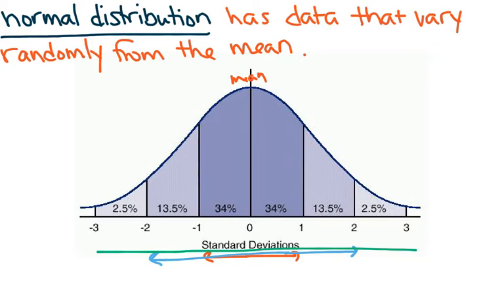So where's the other 0.3%? Well, over here is going to be 0.15%, and over here is going to be 0.15%. Because 0.15 plus 0.15 is 0.3, and that was all I was missing from my 100%. So it's kind of out in that fourth standard deviation away from the mean.